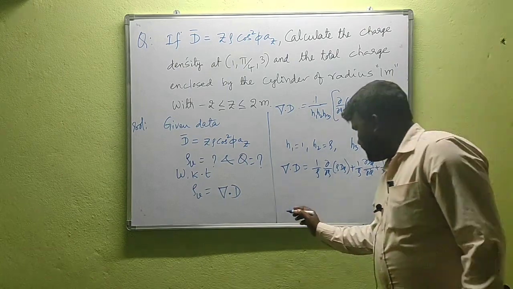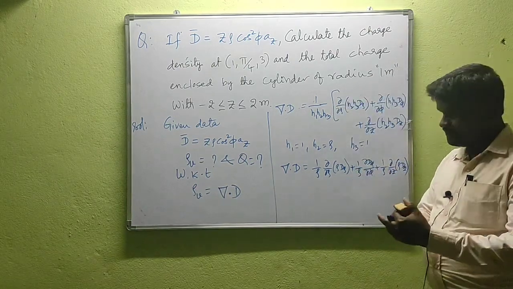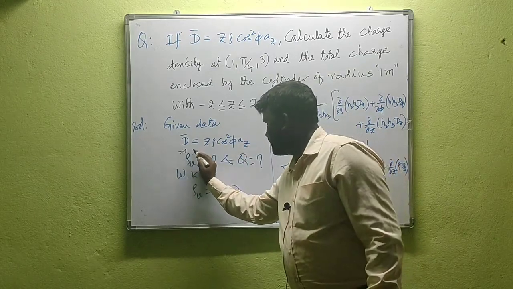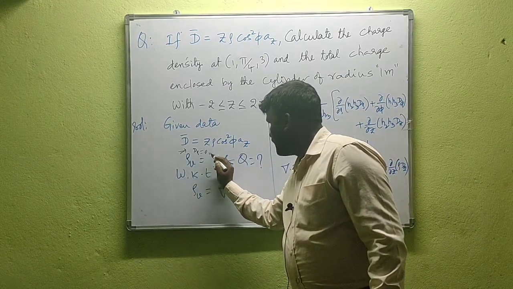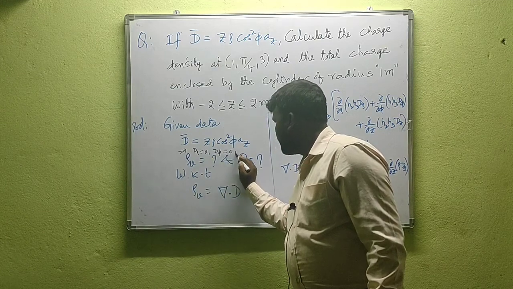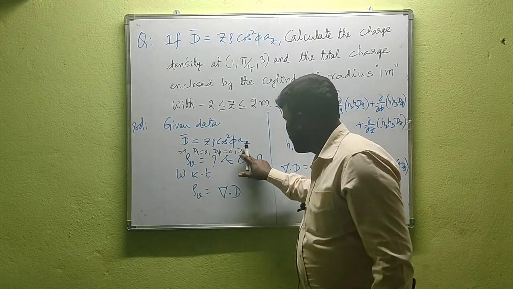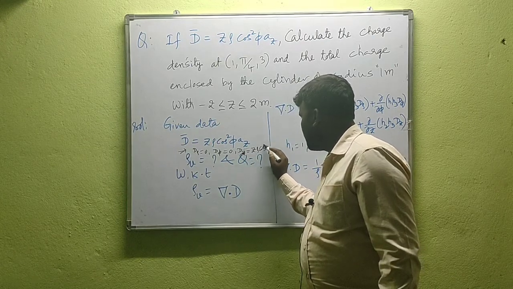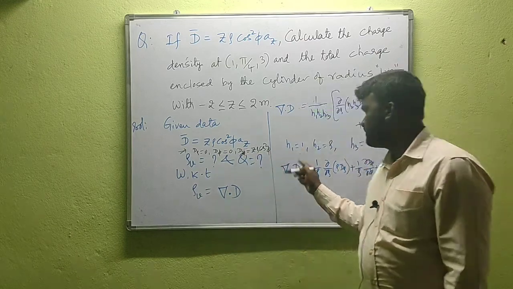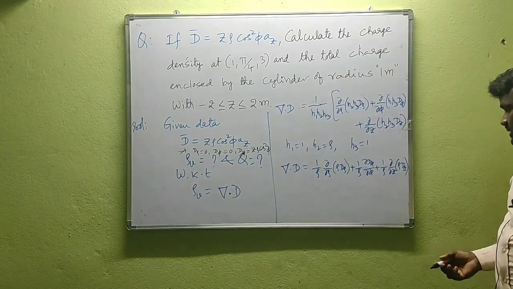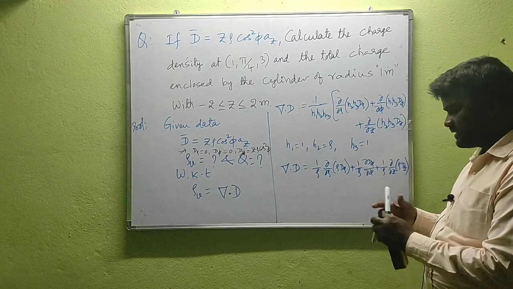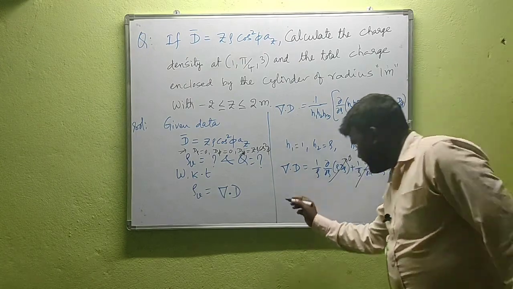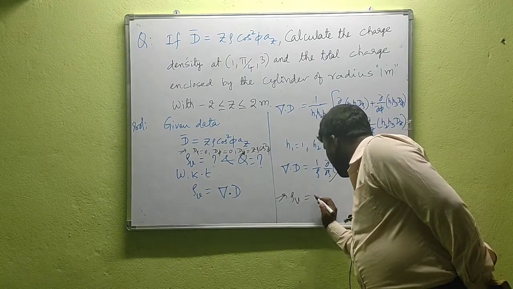It implies, as D rho is 0, D phi is also 0, and what is Dz? We have the component along the z direction. Dz is nothing but z rho cos square phi into az, so Dz is z rho cos square phi. As D rho is 0, this component becomes 0, and this component becomes 0.